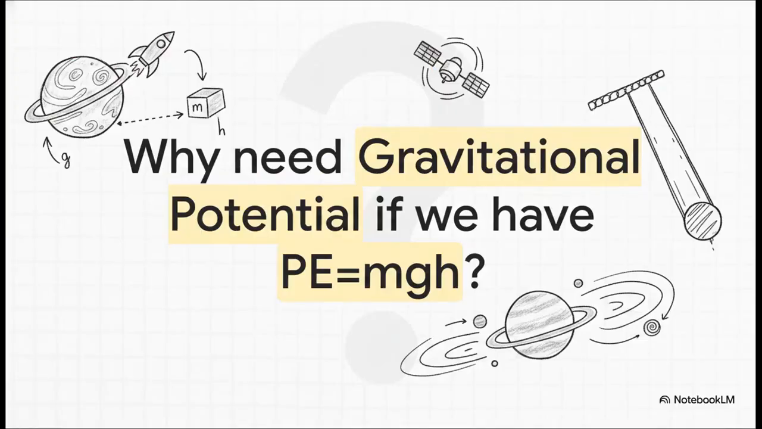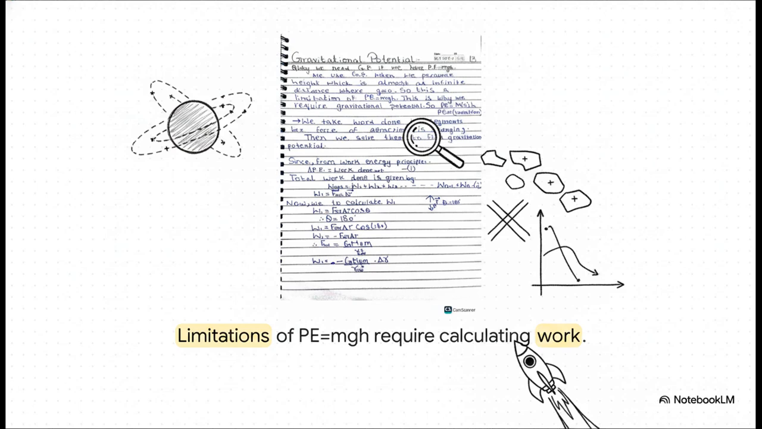And finally, Section 5, Understanding Gravitational Potential. For a final conceptual leap today, we're going to look out beyond orbits, moving all the way toward infinity. We learned early in physics that potential energy equals mass times gravity times height, or PE equals mgh. So, if we already have this tidy little formula, why on earth do we need the complicated concept of gravitational potential? Well, the answer lies in a critical limitation.